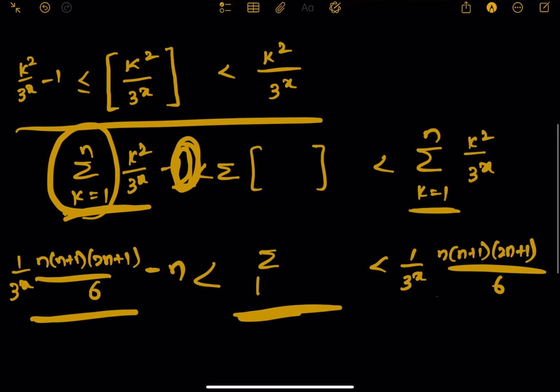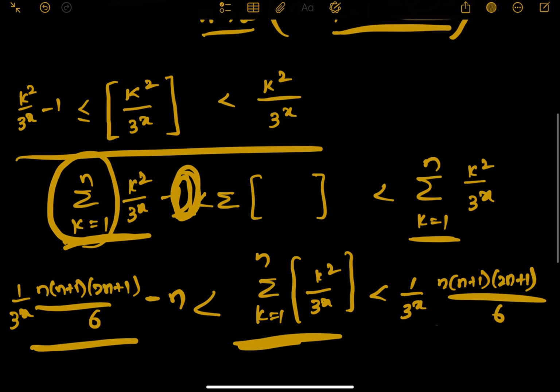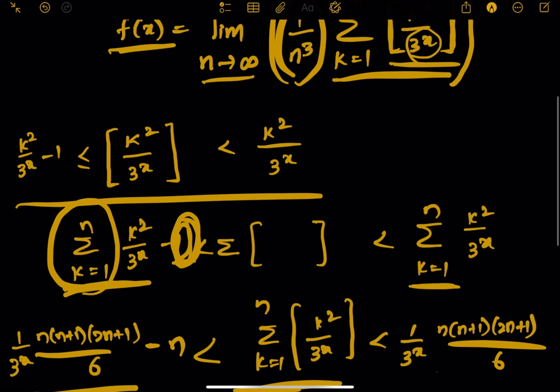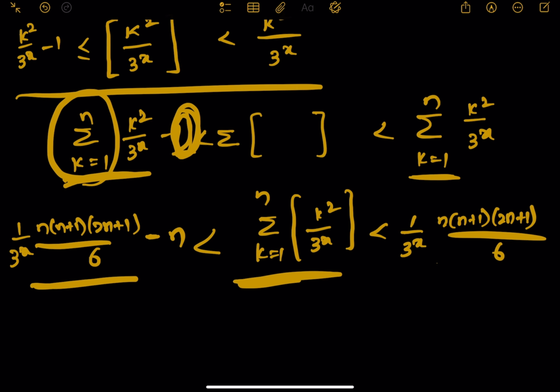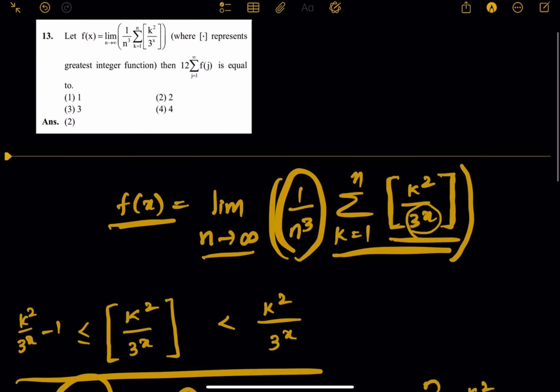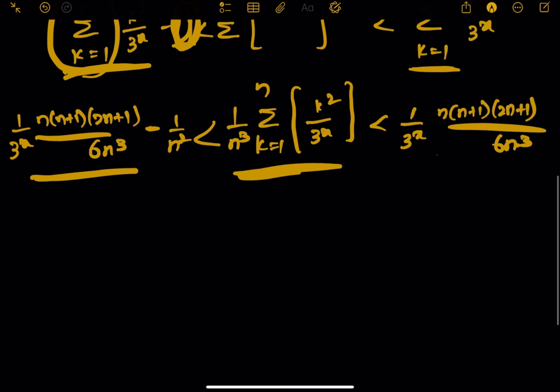Alright, now this is what we have. So this is k is equal to 1 to n, greatest integer part of k square upon 3 to the power x. Now what do we have? We have 1 by n cube. So let us do that. So here you will have n cube, here you will have n cube, and here you will have 1 by n square, and here you will have 1 by n cube. Now what do we have? We have limit n tends to infinity.